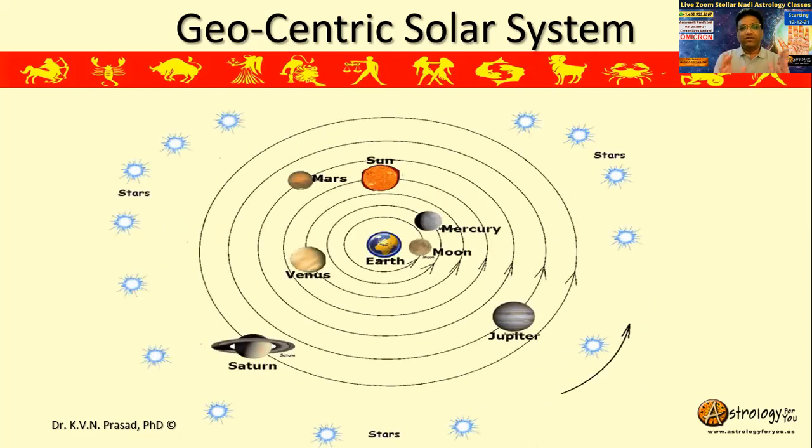So basically, all the planets move in an anti-clockwise direction. If you look at astronomy, planets move anti-clockwise only. But in astrology, we consider it as clockwise and plot it that way. In reality, planets go anti-clockwise.